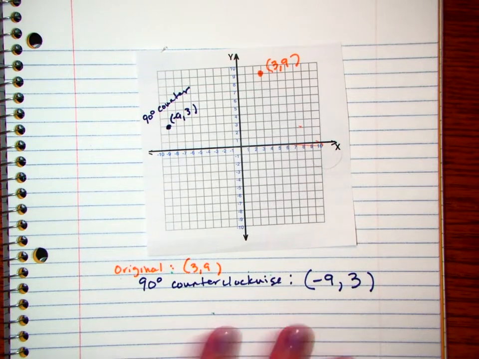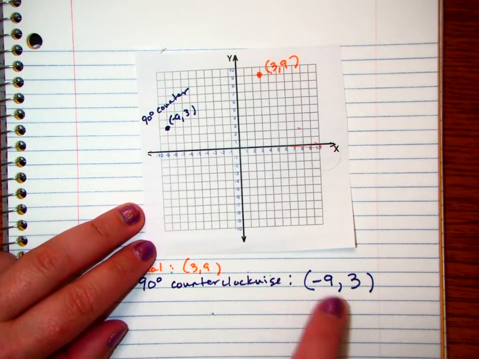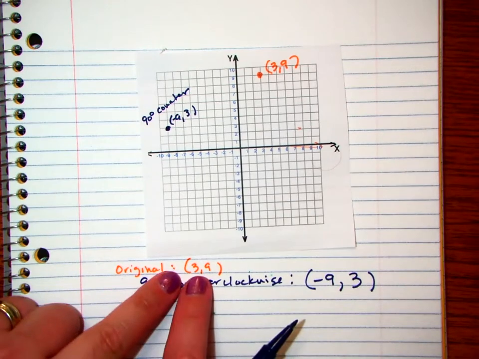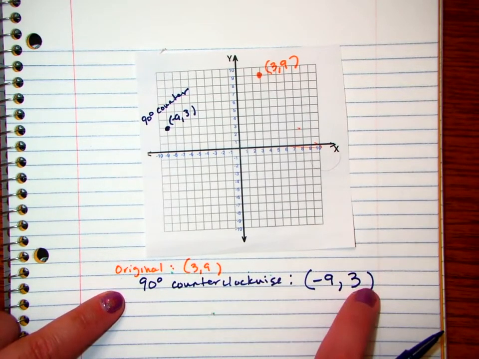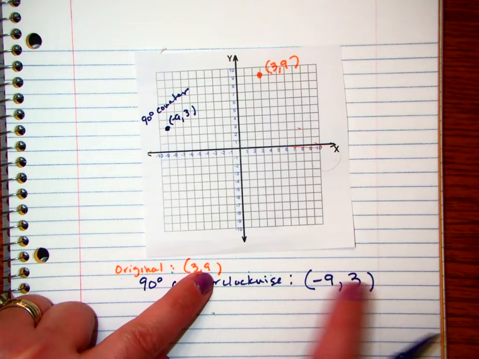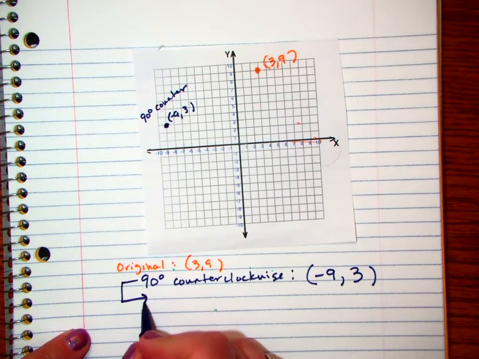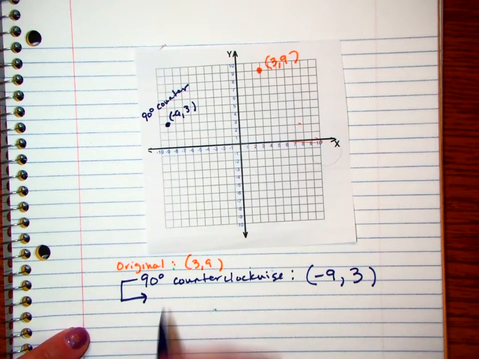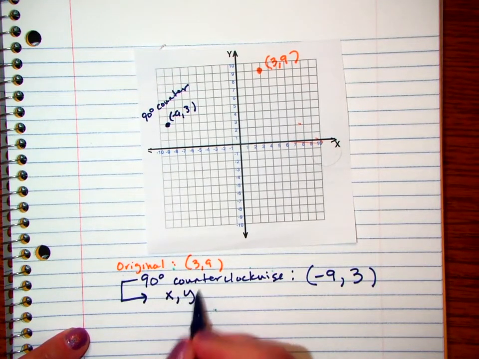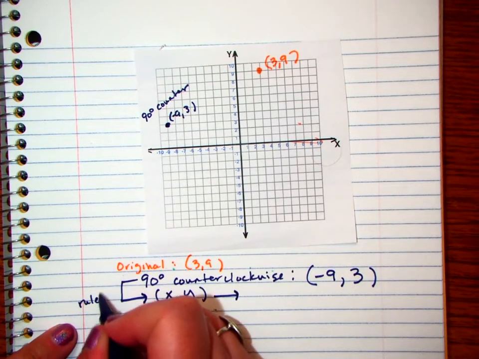Now, I'll give you a formula that you can also use with all of these. Actually, why don't we do that right now? So you'll notice that the 3, 9 just flipped. The 3 that was the x is now the y. The 9 that was the y is now the x, but it's negative. So for a 90 degree counterclockwise rotation, you're going to go from x comma y to, so this is kind of like your rule, okay?